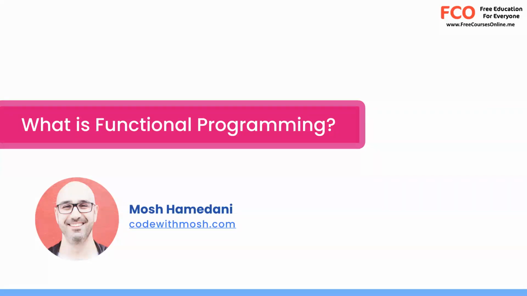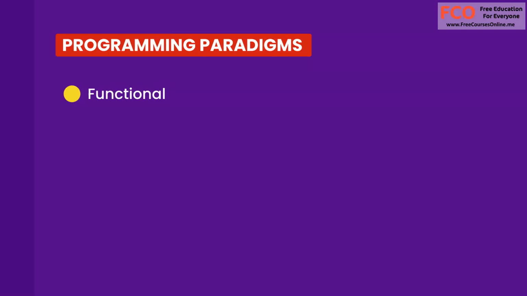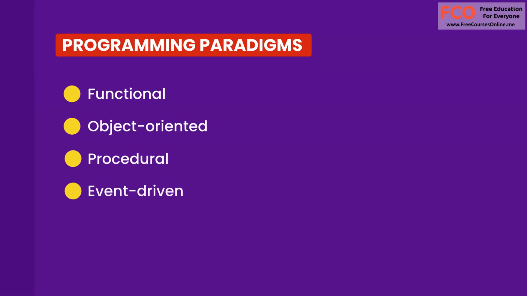So what is functional programming? Well, functional programming is one of the many programming paradigms or styles of programming. You have probably heard of object-oriented programming. That's another popular programming paradigm or style of programming. Each of these paradigms has certain rules about how you should structure your code to solve problems.